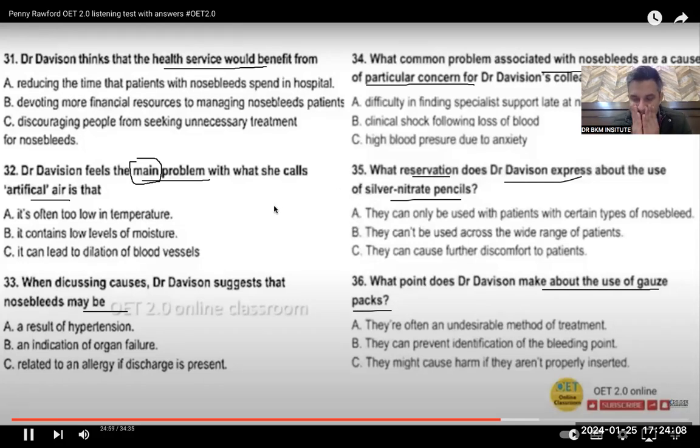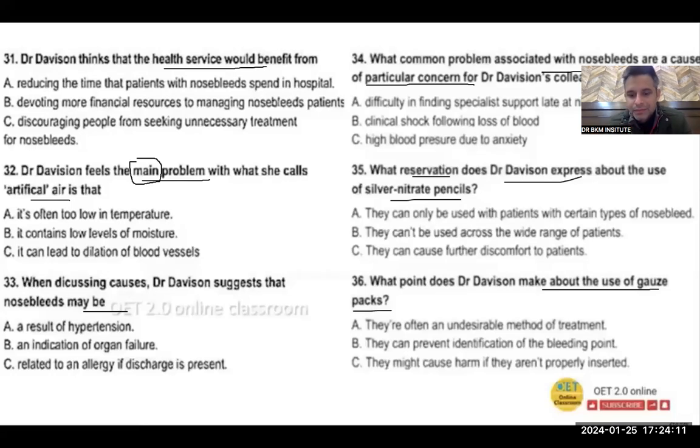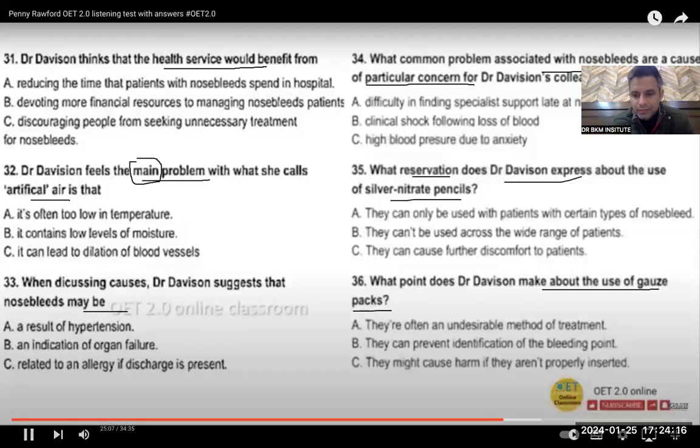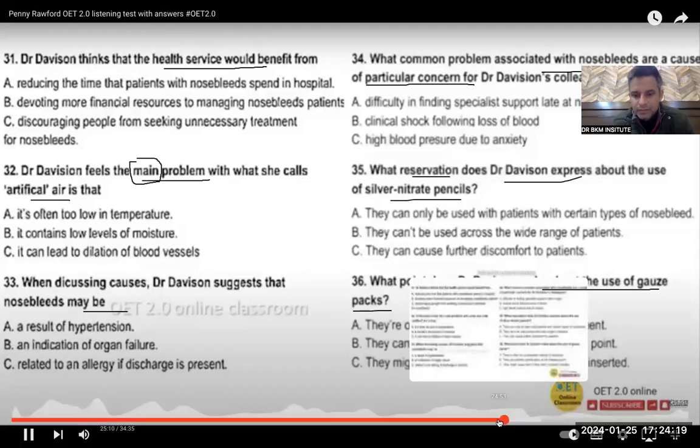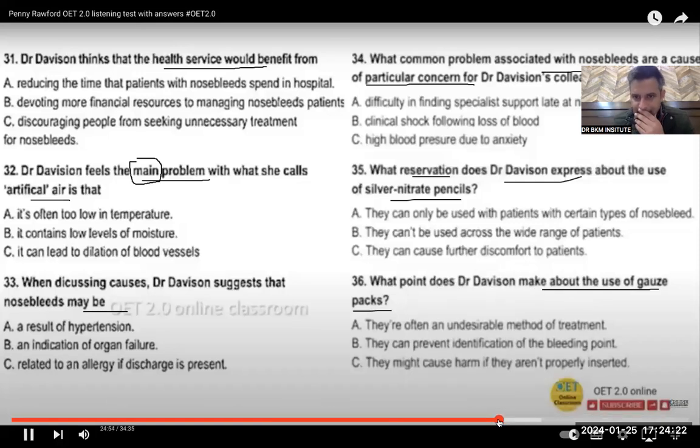It's fairly atraumatic, but you can't get those chemical sticks to the back part of the nose. So they're mainly useful for children, who tend to have fewer bleeds from that area than older people. So they are mainly useful for children. That means they cannot be used across a wide range of patients. They are only useful for children.